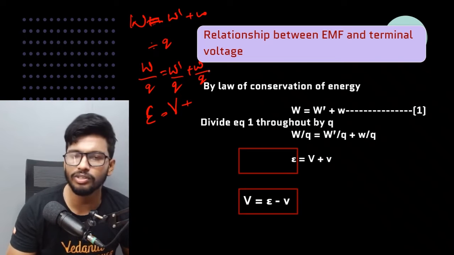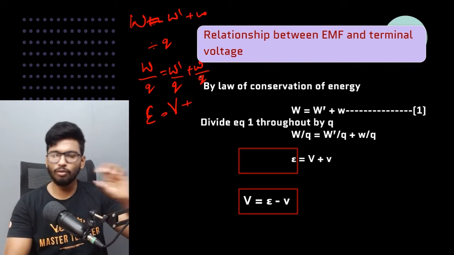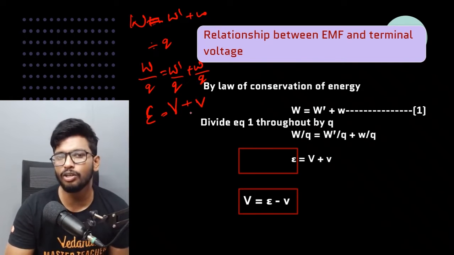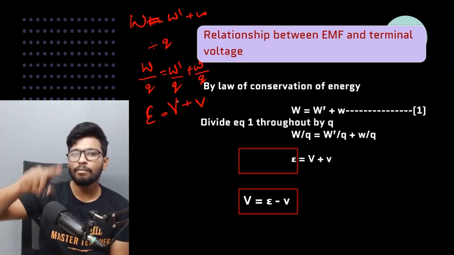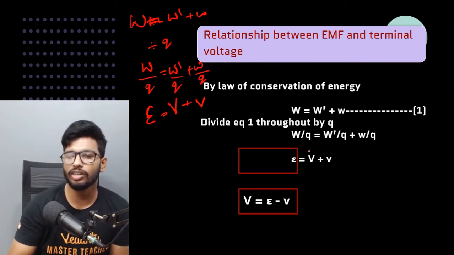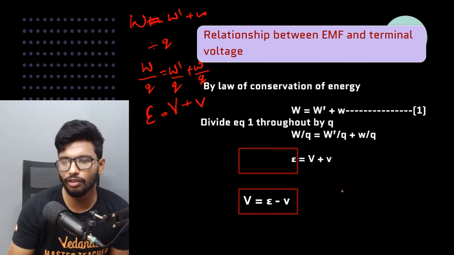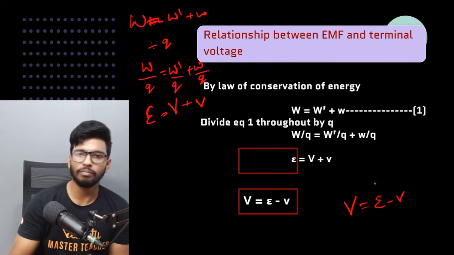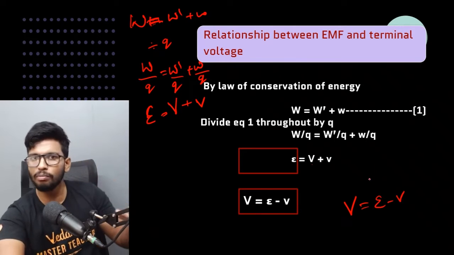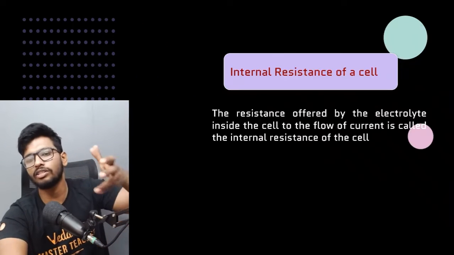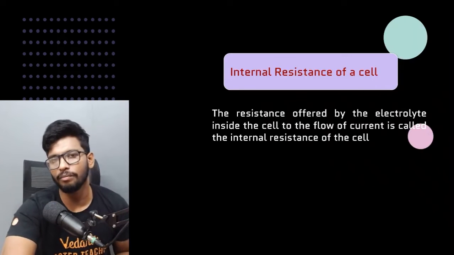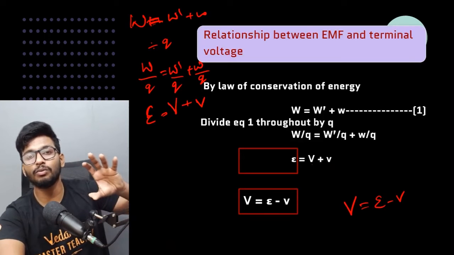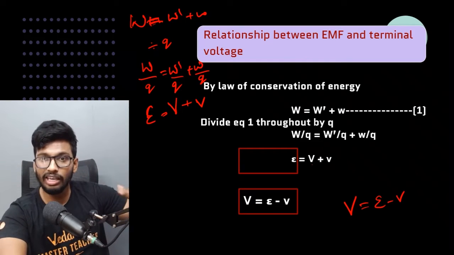And small w by q is nothing but the work done to move a charge inside the cell, so it is nothing but small v. So EMF is equal to the terminal voltage plus the voltage drop. That is what is written over here. If you rearrange the equation, we can also say that terminal voltage is equal to EMF minus voltage drop. So what you are actually getting is equal to the total potential difference minus the loss. Now, this is what you need to understand when it comes to the relationship between EMF and terminal voltage.